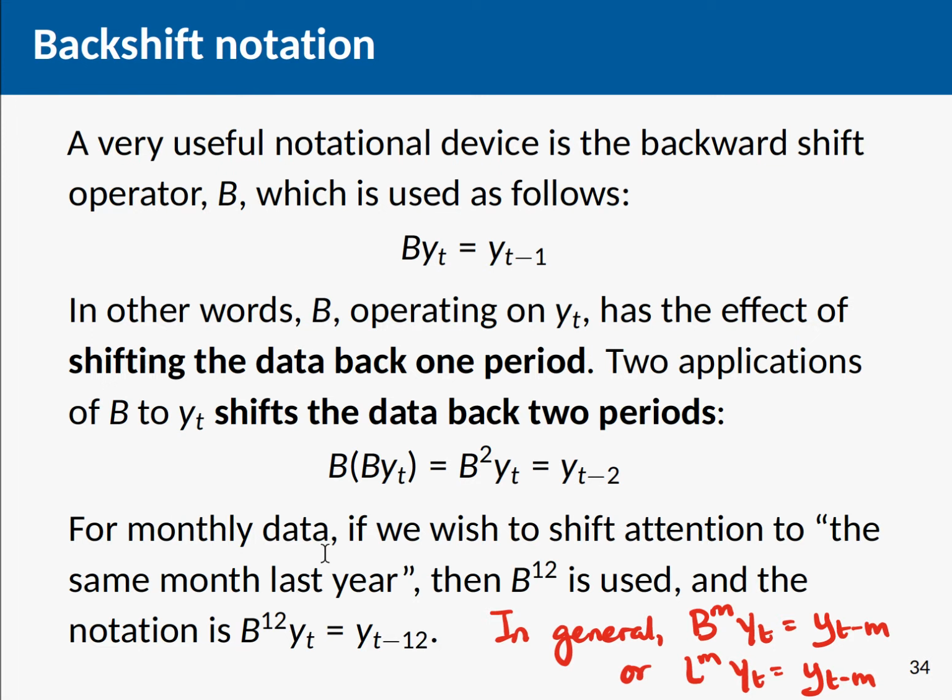Now for monthly data, if you want to use the backshift notation and you want to talk about the same month last year, then B to the 12 is used. So you can say B to the 12 of yt. This is talking about the value of, for example, January of 2019.